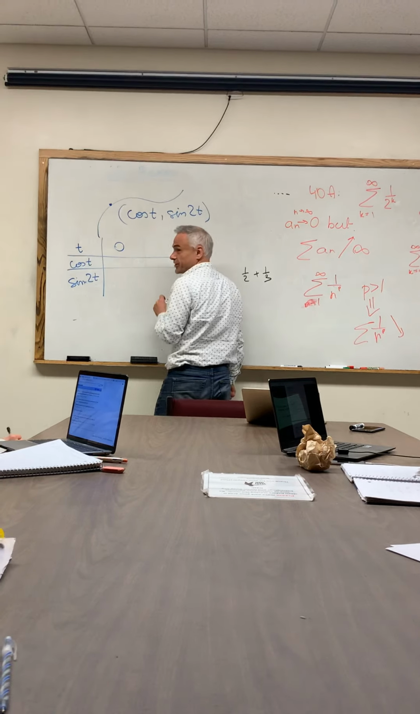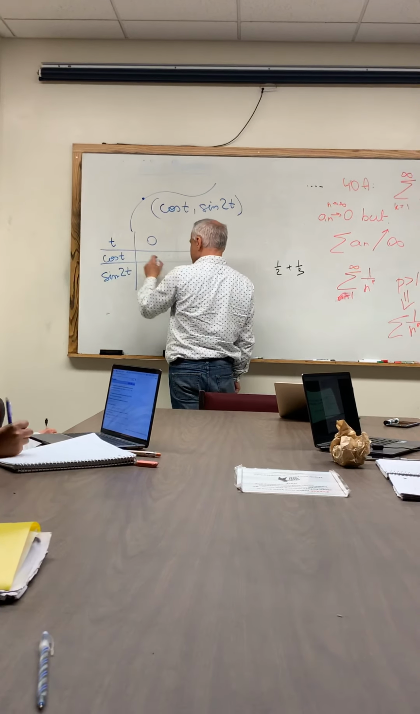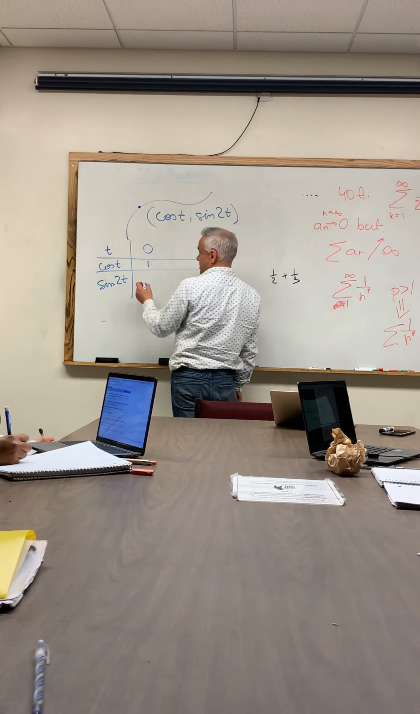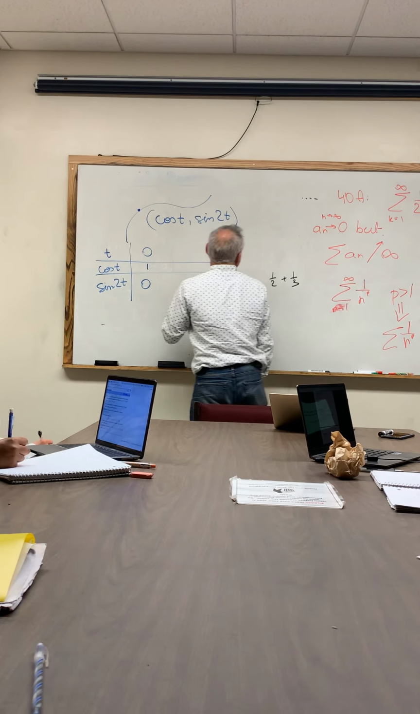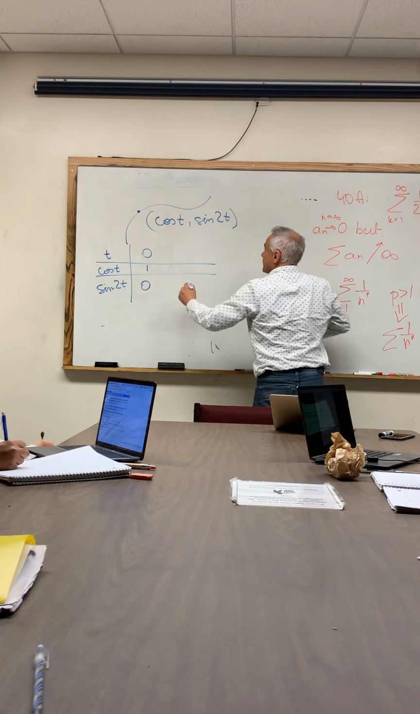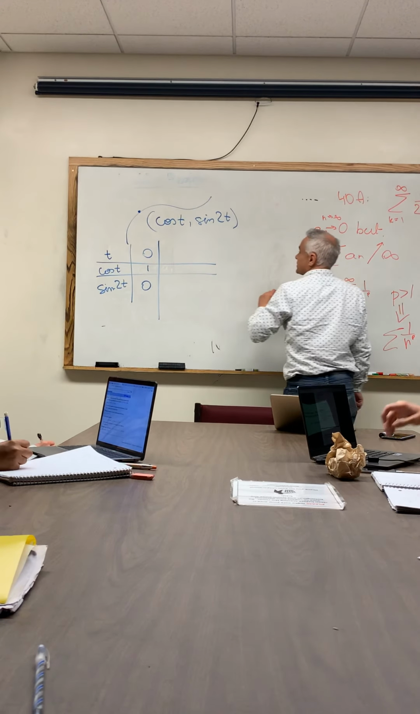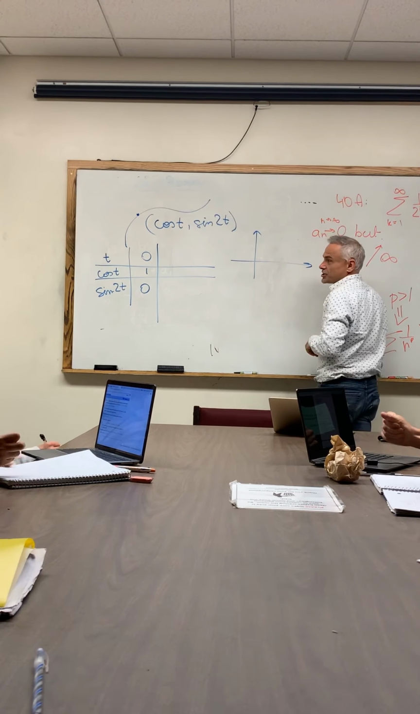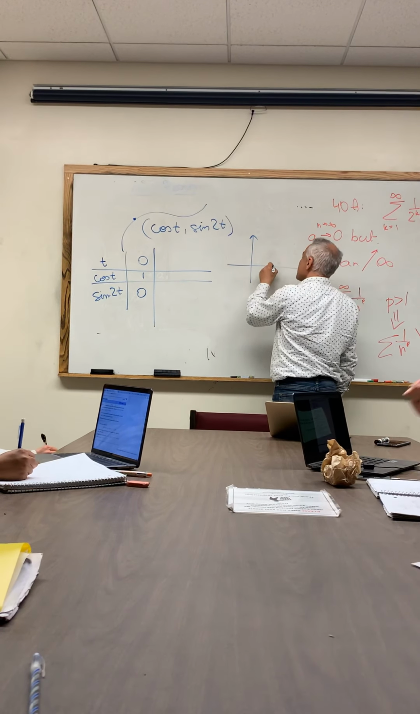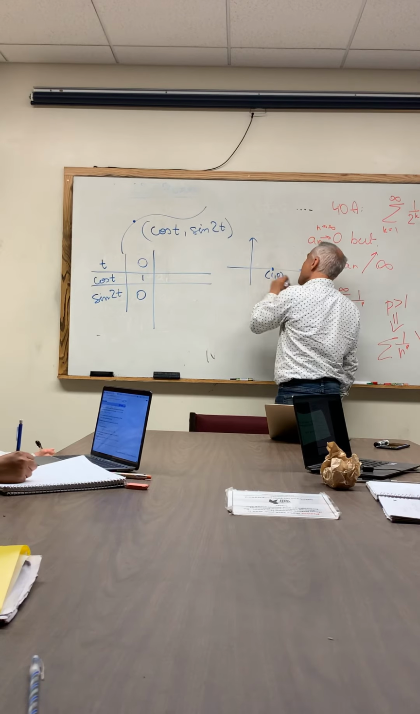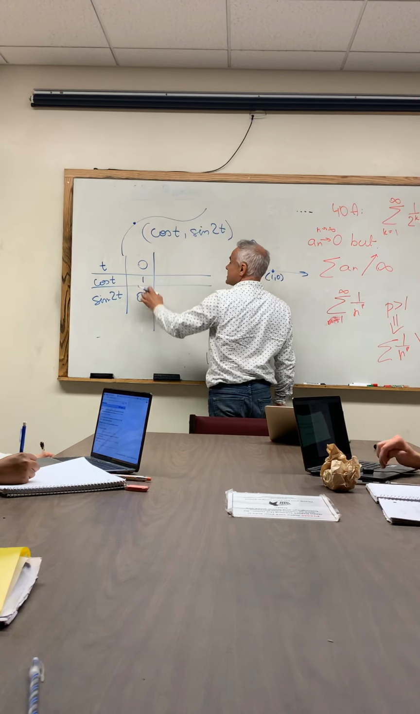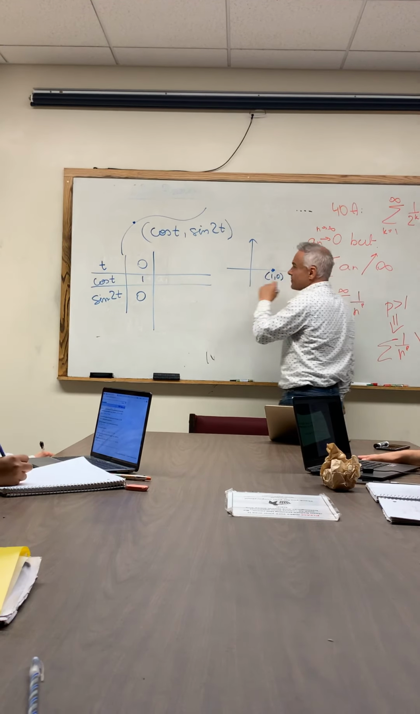For example, if t is 0, then cosine of t is 1, sine of 0 is 0. So once I have the first point, I mark it in the Cartesian coordinate system, which will be (1, 0): 1 for cosine t, 0 for sine t.